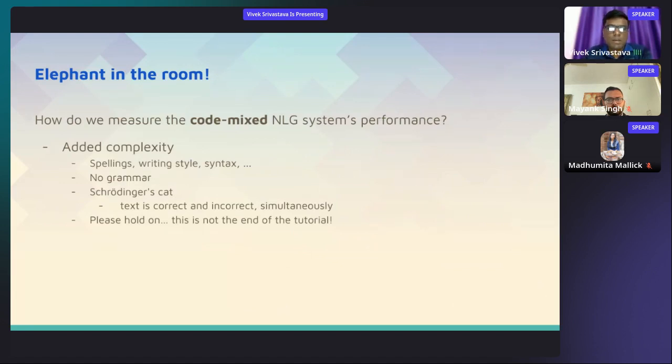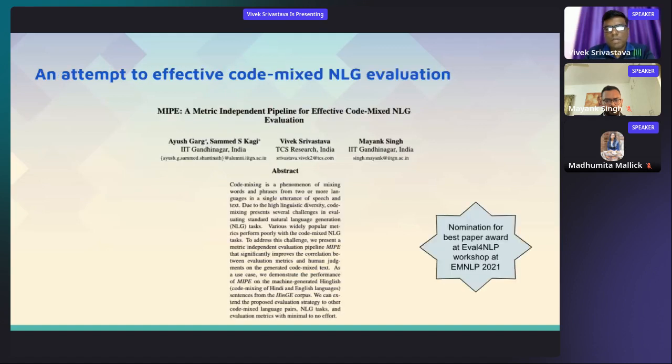Once code mixing comes into the picture, you have added complexity, because spelling variation is there. The writing style of humans is different. We don't have any rules for syntax. There is no grammar, so all in all, it looks like a Schrodinger's cat situation, where text is correct and incorrect simultaneously. You can't really pinpoint that this is how it should be, and it is wrong at this place. But we didn't stop at that.